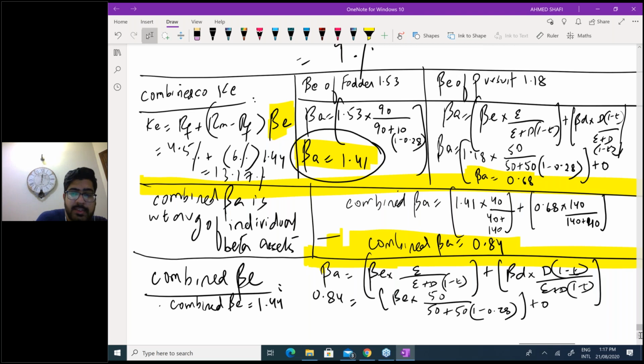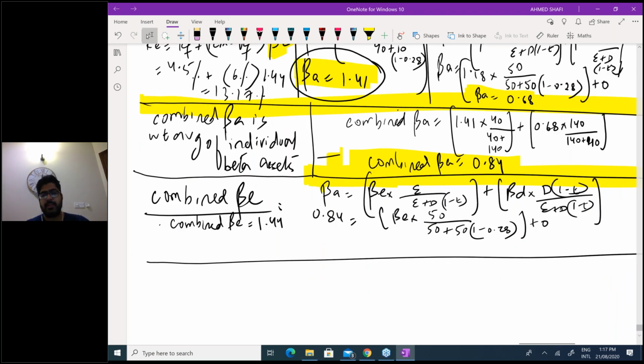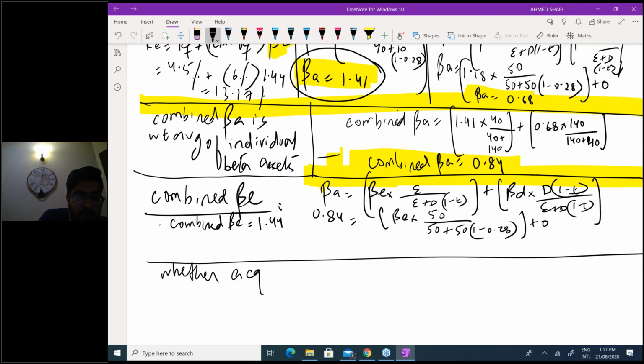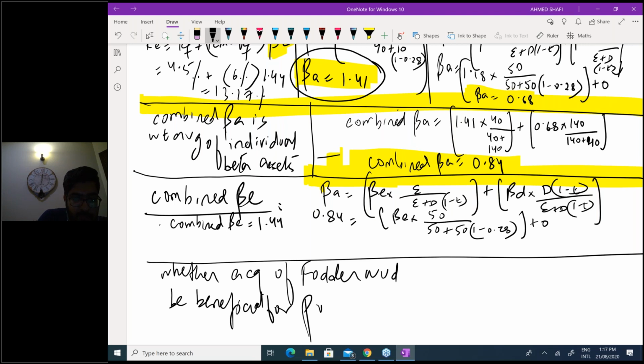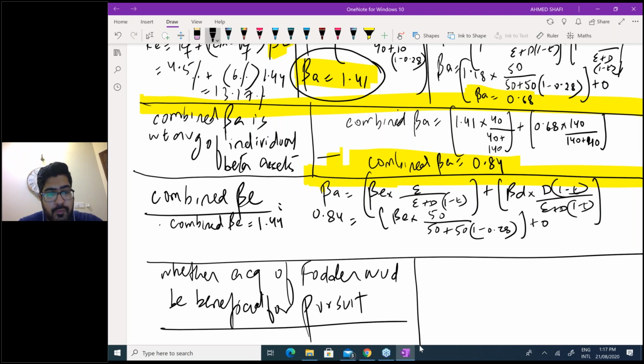Okay, now the question has asked you one final thing, because in part A, the question asks whether acquisition of Fodder would be beneficial for Pursuit. You need to decide whether acquiring Fodder is beneficial for Pursuit. We didn't know initially what to do with this. We had no idea what to do with this.